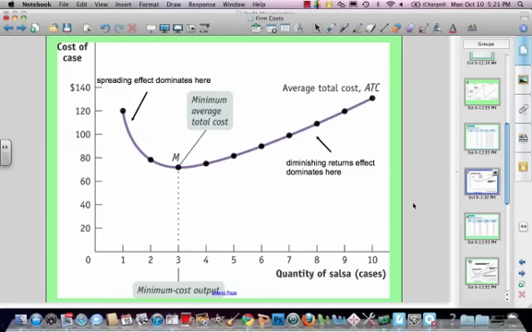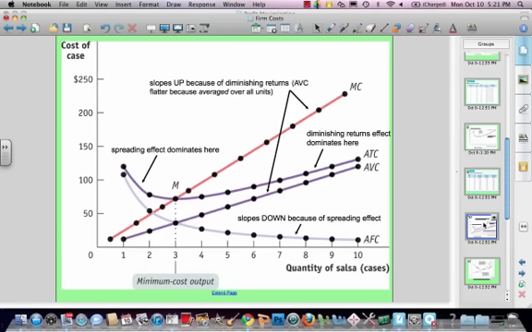And you can see here quickly as I click through, just stop if you need a quick refresher on each of these. We looked at the spreading effect, we looked at the diminishing returns effect and defined what both of those are. We also took a look at how average total cost is made up of average variable cost and average fixed cost. And then we talked about why both the marginal cost and the average variable cost curves slope upward.